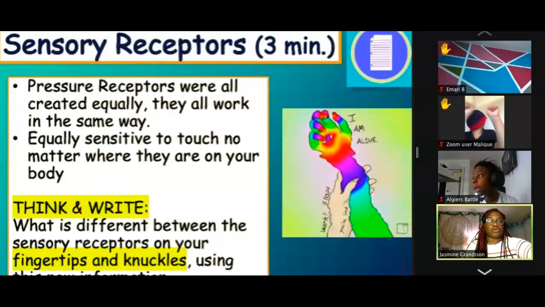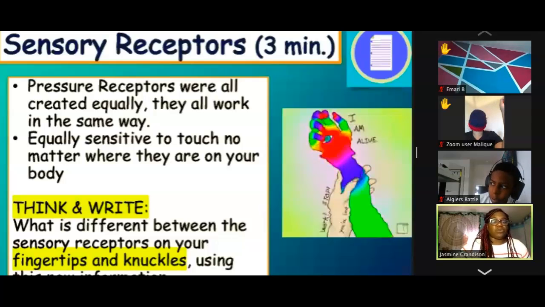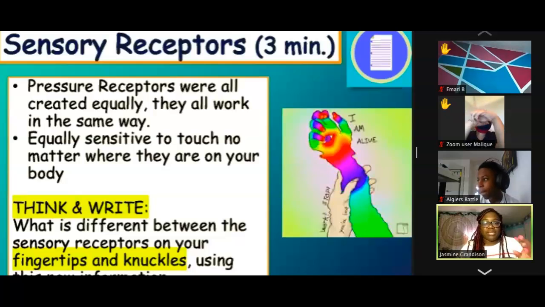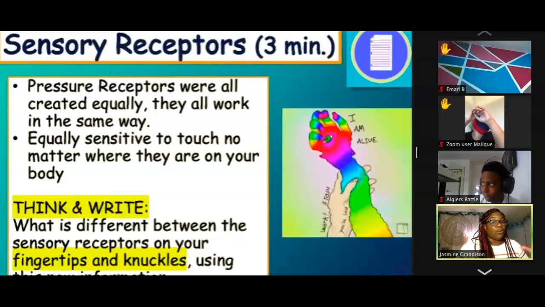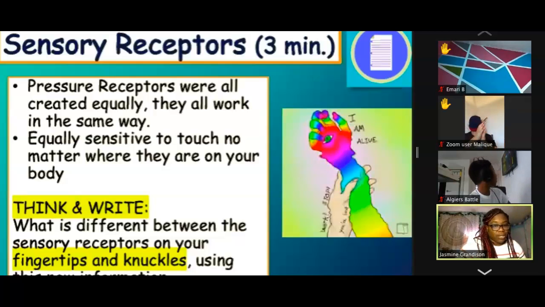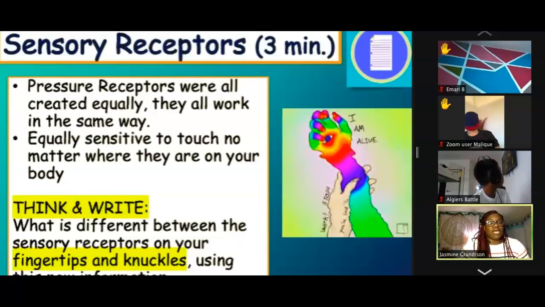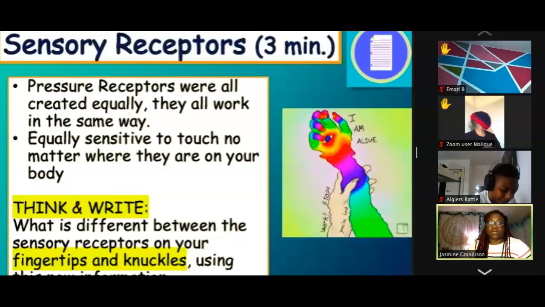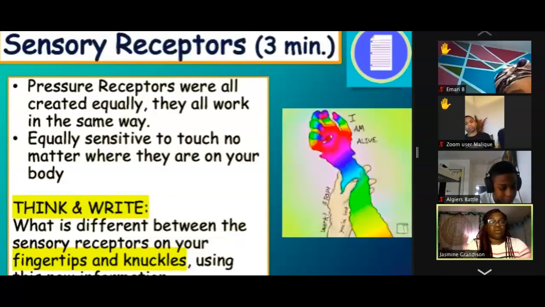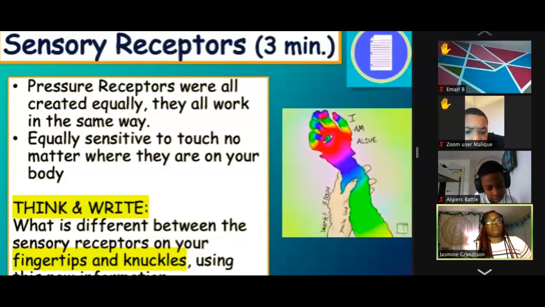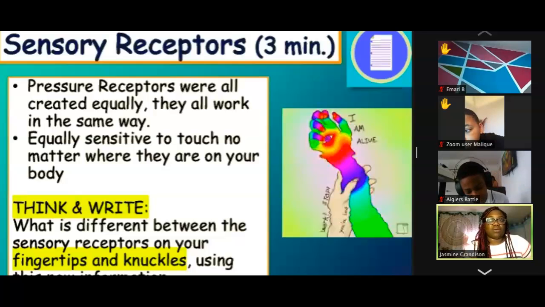So let's look at these 2 bullet points. Pressure receptors were all created equally, and they all work the same way. They're equally sensitive to touch no matter where they are on your body. So in your notes, you're going to answer this question. What do you think, is there a difference between the sensory receptors in your fingertips and knuckles using this new information? So I'm going to box it out for you. Using these 2 bullet points, is there a difference between the sensory receptors in your fingertips and knuckles?